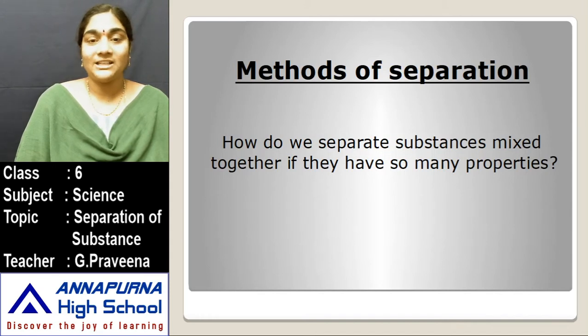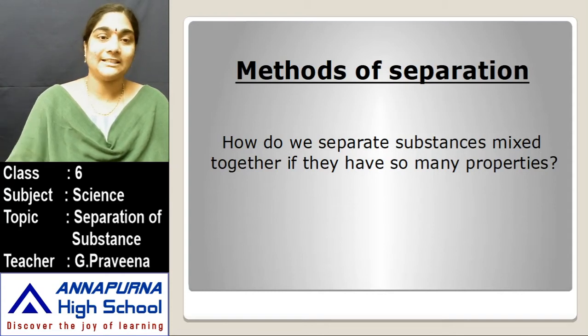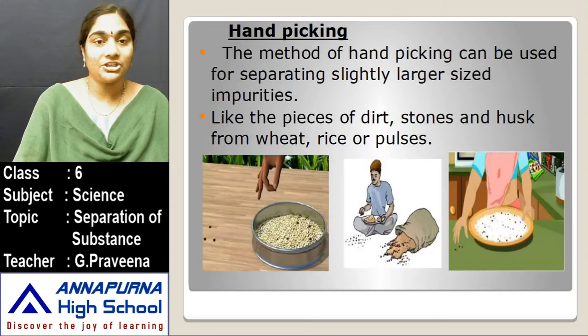Then how do we separate substances mixed together if they have so many properties? Some are soluble, some are heavier in weight, some of them are lighter in weight. Based on their properties, each substance has different properties. So what are the methods used to separate these substances? Here is our first method of separation, that is hand picking.